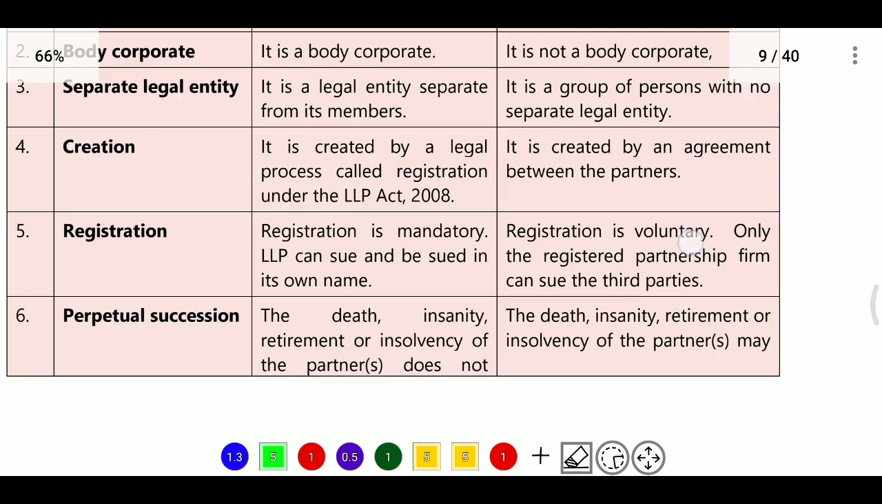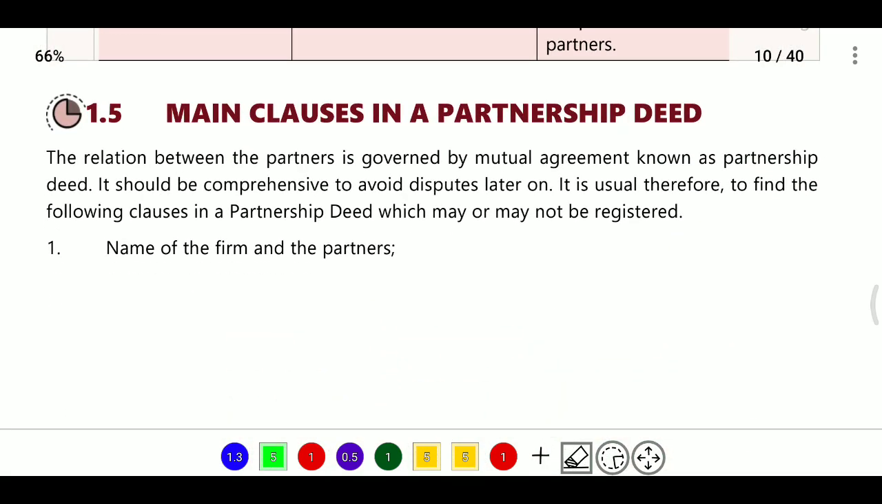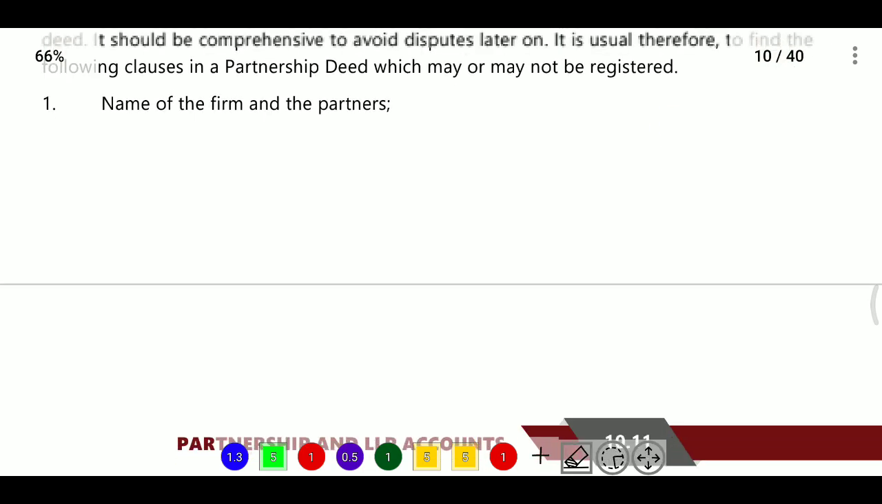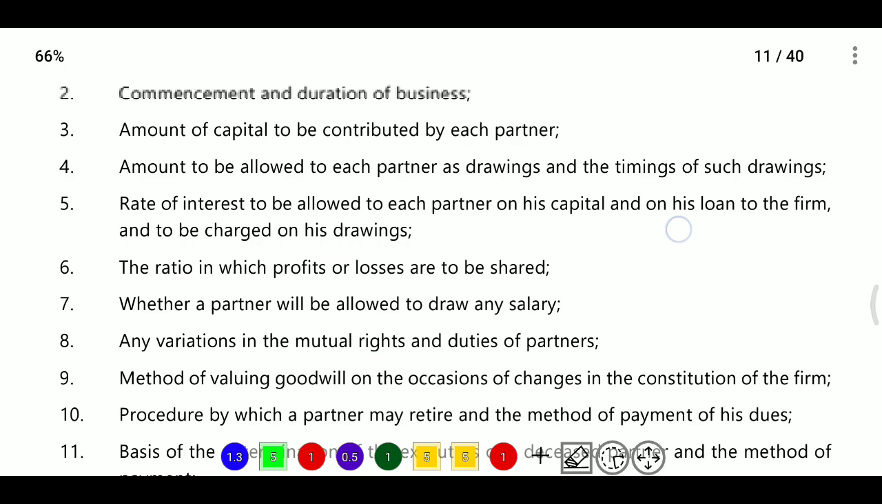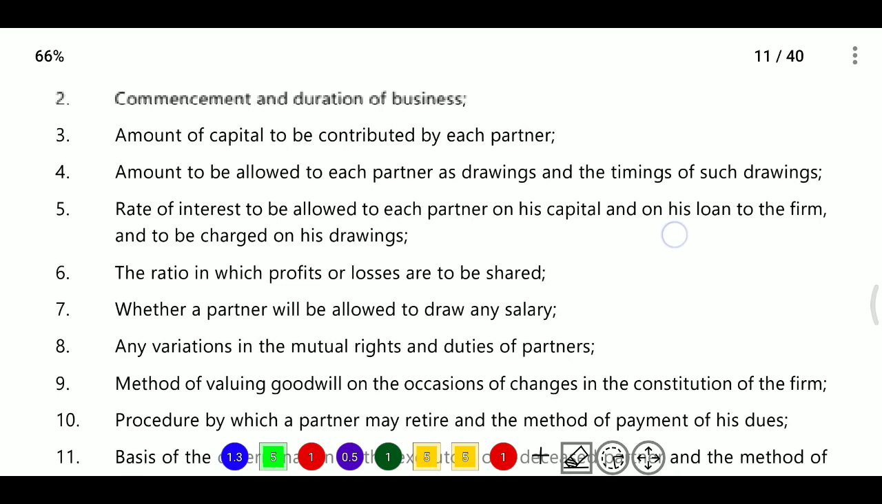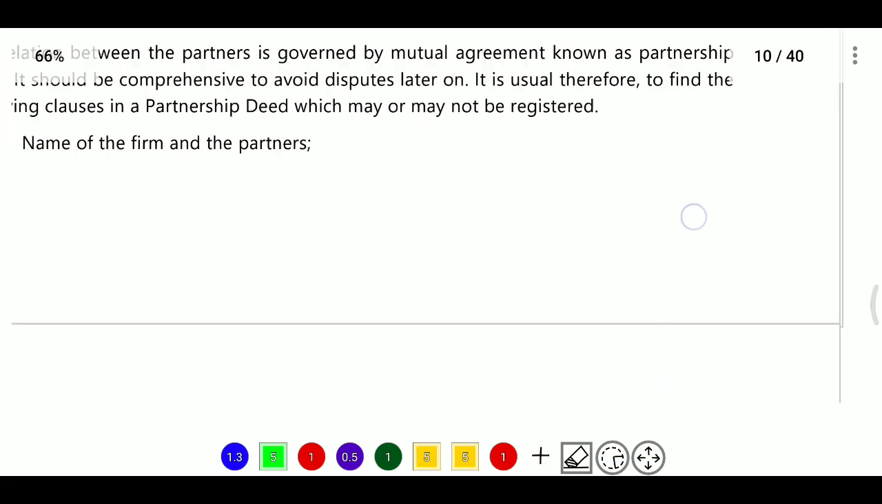Now, what are the main clauses in a partnership deed? A partnership deed typically includes clauses related to the name of the firm, nature of the business, capital contribution, profit sharing ratio, duties and obligations of partners, and provisions of dissolution. All these clauses will be required to be noted in the partnership deed.